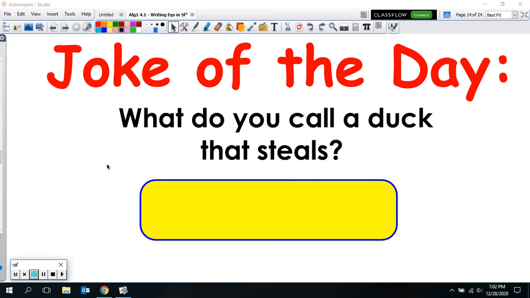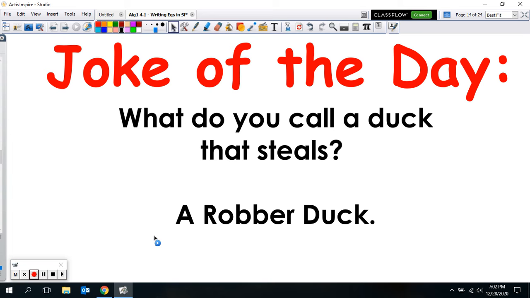All right, sorry about that, but here's our joke of the day. It says, what do you call a duck that steals? A robber duck. Not a rubber duck, but a robber duck. Or we can say robber ducky.